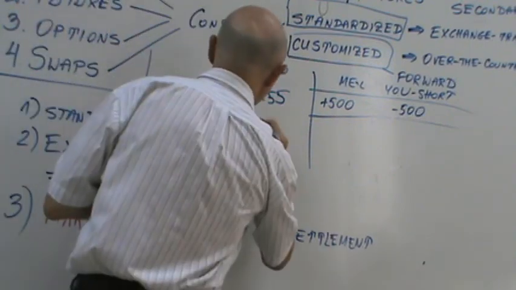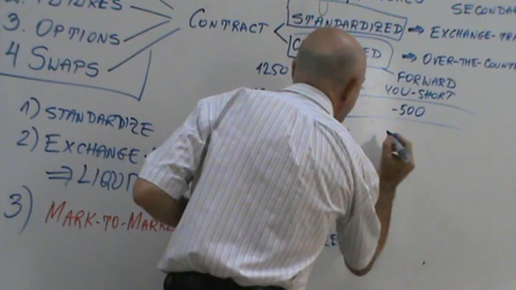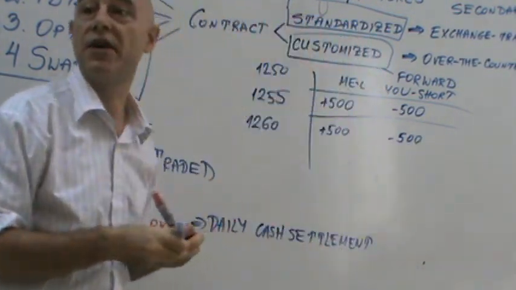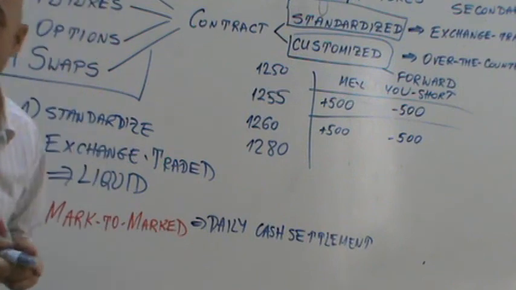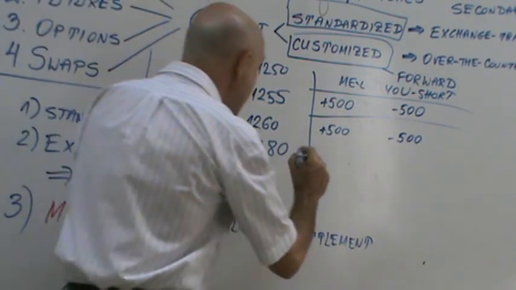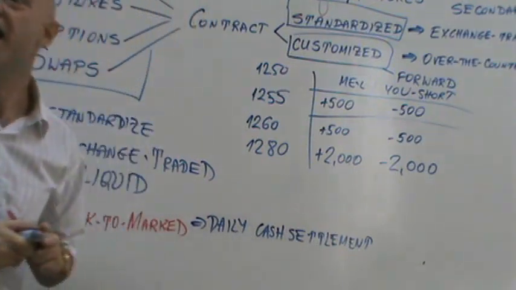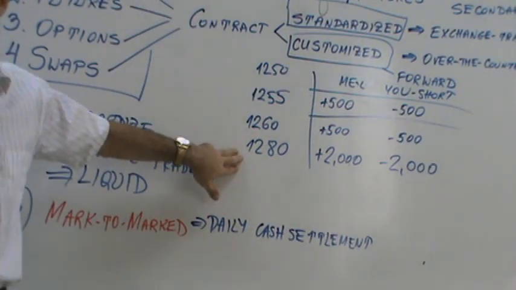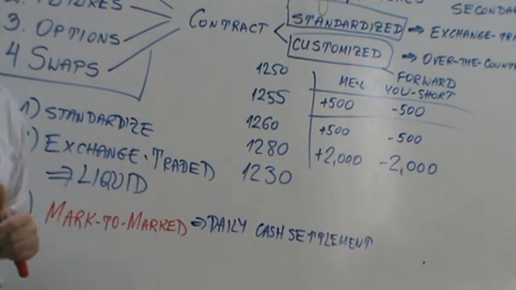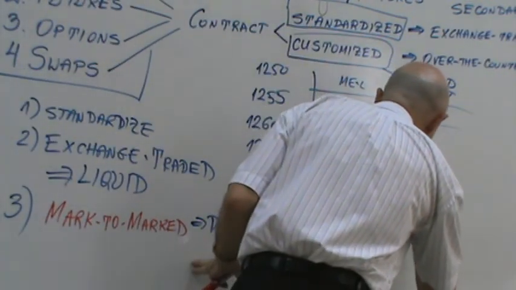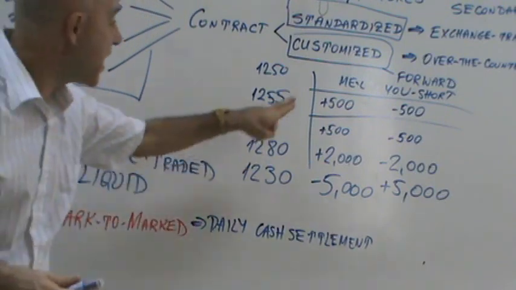Well, tomorrow price goes to 1260. Again, I'm gaining $500 and you're losing again $500. Well, the day after, it jumps to 1280. Now I'm feeling lucky. I got plus $2,000 and you got minus $2,000. And maybe then gold crashes. It goes down to 1230. Suddenly, in a single day, you make $5,000 and I lose $5,000. Okay? This is each day by day.